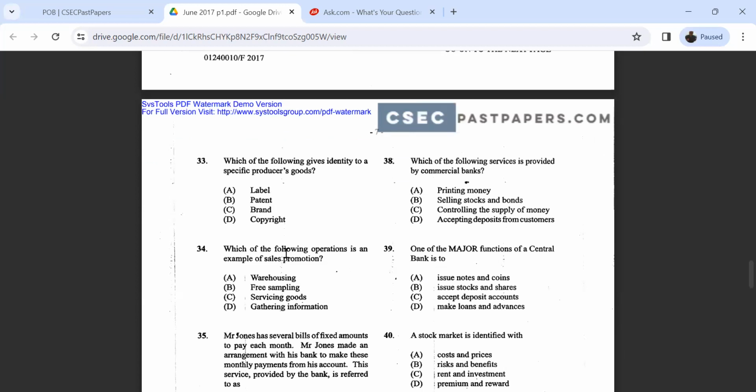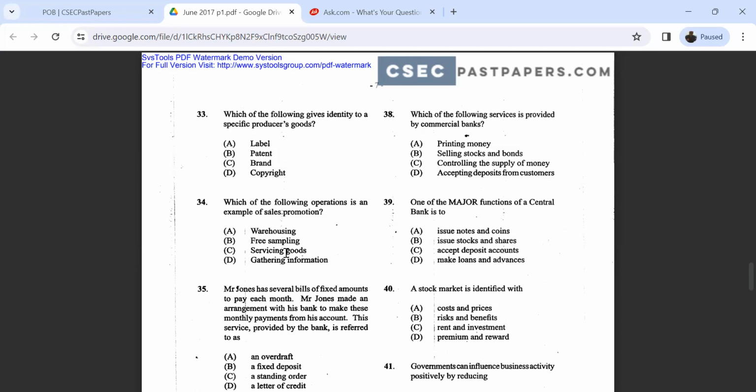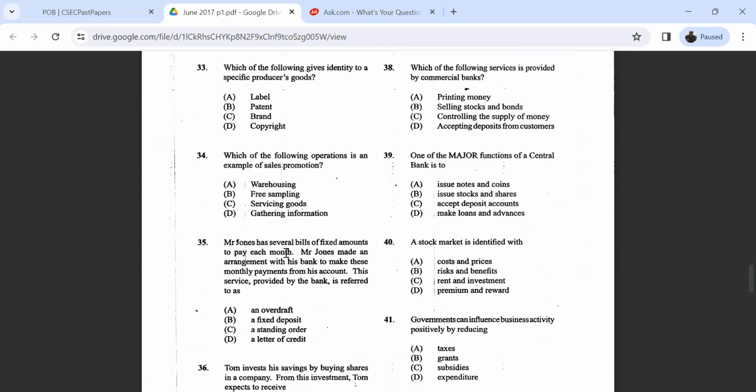Number 33. Which of the following gives identity to a specific producer's goods? Look at all the answers before giving your answer. Brand. Correct. A label gives you information on the product and service. The brand gives it identity. Number 34. Which of the following operations is an example of sales promotion?